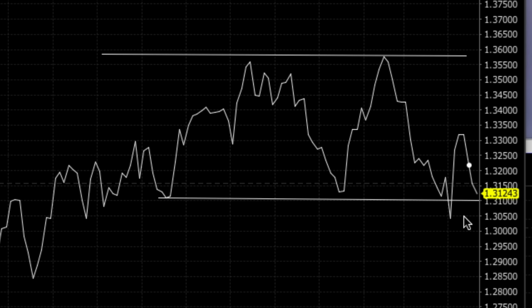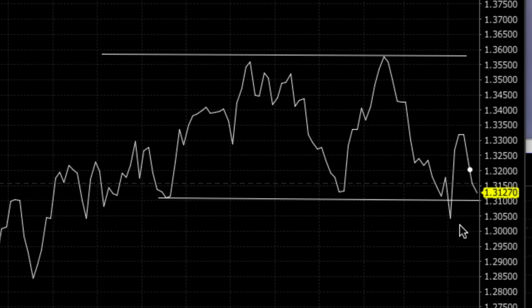So if it did get here, it would trigger a whole bunch of stop orders and send it down even further. So I would set my stops down here because I don't want to get stopped out in the range. And look what it does. Up, down, up, down, up, down, up, down, up, down. It's volatile. So setting your stops within the range, you're going to get stopped out.